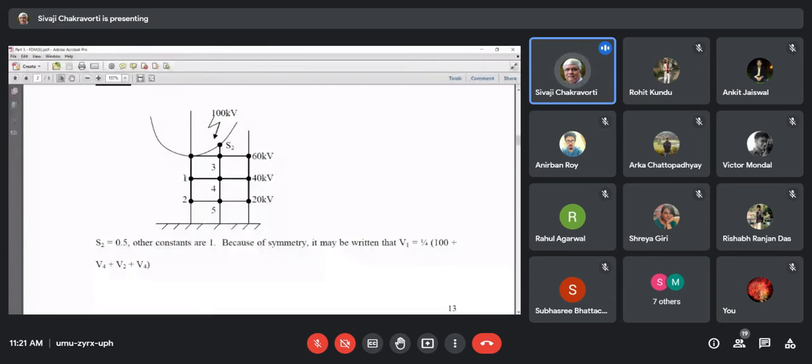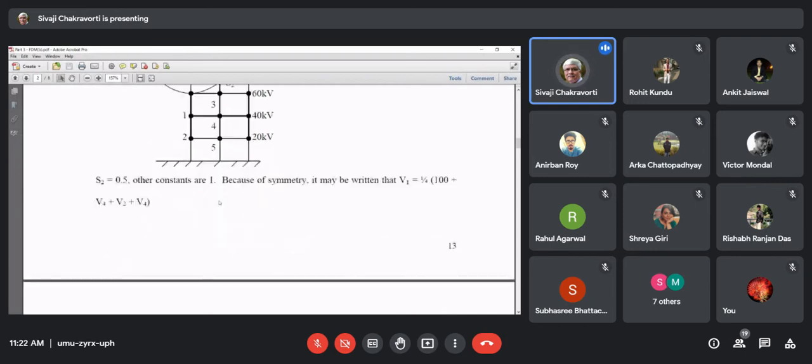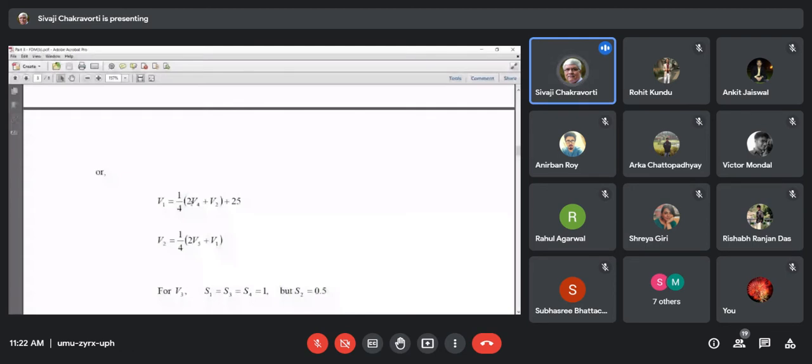So we will take another node on the left side and assume that its potential is equal to V4. Similarly, for node 5, we will assume another node on the left side and assume its potential is equal to V5. So that's exactly what we have done. Here you see V1 is written. 2V4 has come. Why 2V4 for V1? Because V4 on the right side and V4 on the left side.